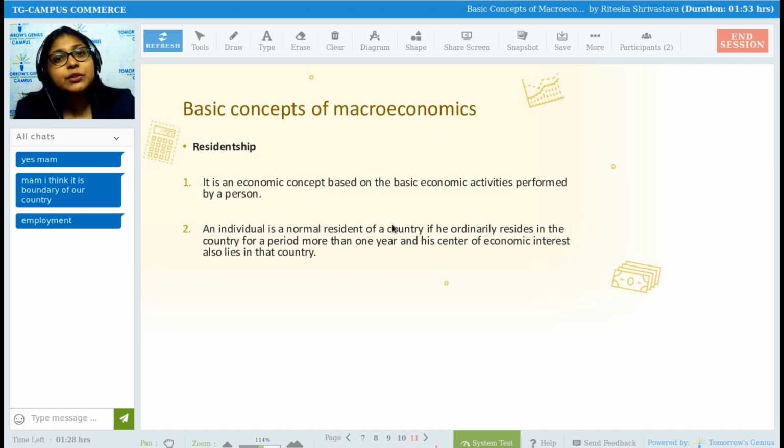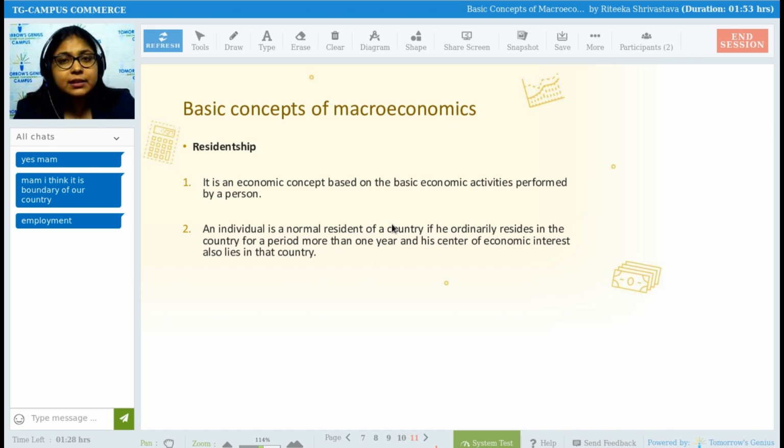Okay, that was our third term, citizenship. The fourth term which comes into the picture is residentship. Now, what is residentship? We have heard about these words, you might have heard them from your early age. We listen to "citizen of the country, resident of the country."